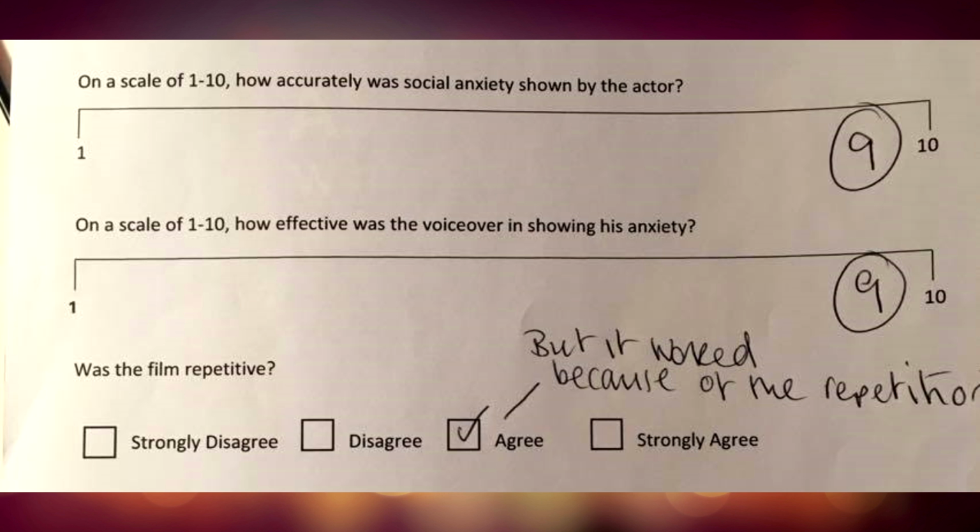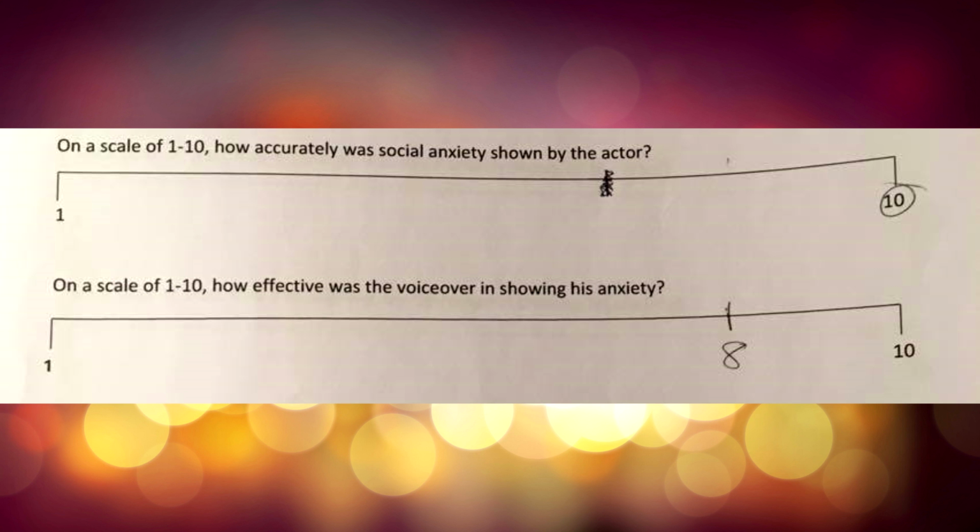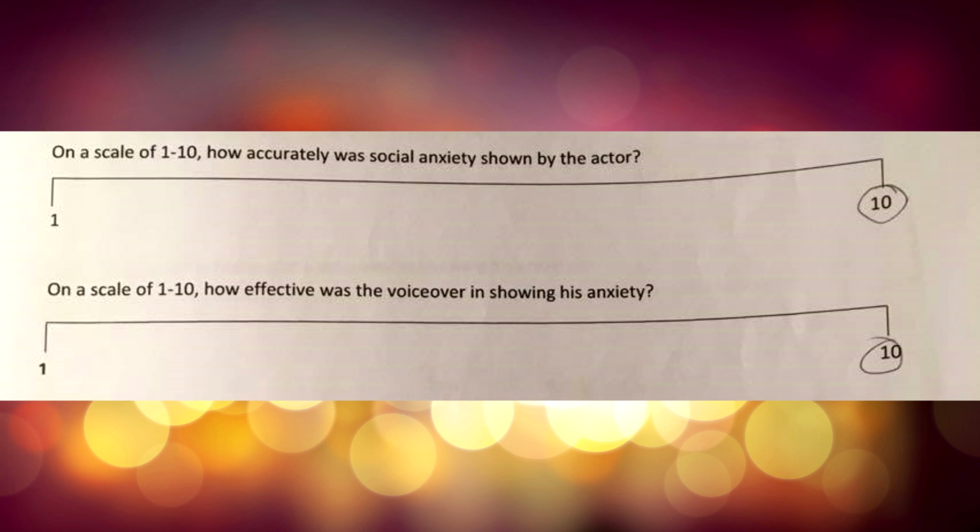From the screening feedback, one of our questions was about social anxiety and the way in which it was portrayed. People mainly thought that the acting and the voiceover alongside each other were very successful in portraying anxiety, and we in fact scored an average score of 8.5 when asked how well social anxiety was portrayed out of 10. This has shown that our creative methods worked in portraying social anxiety as planned.